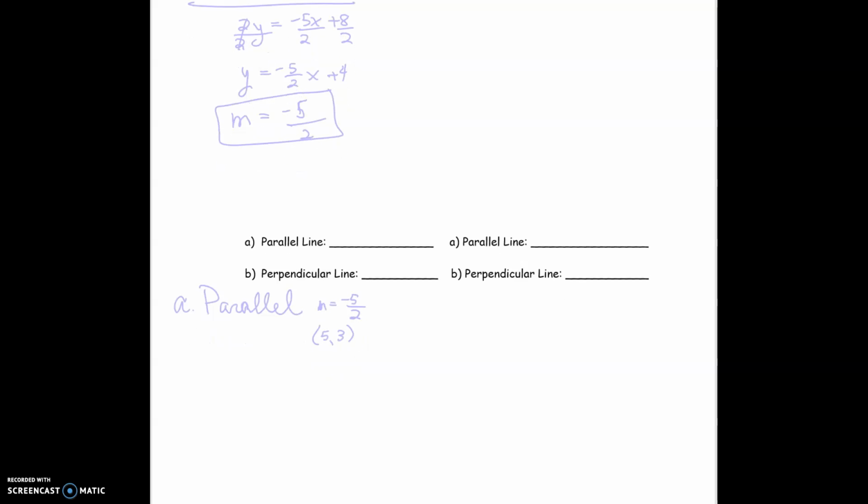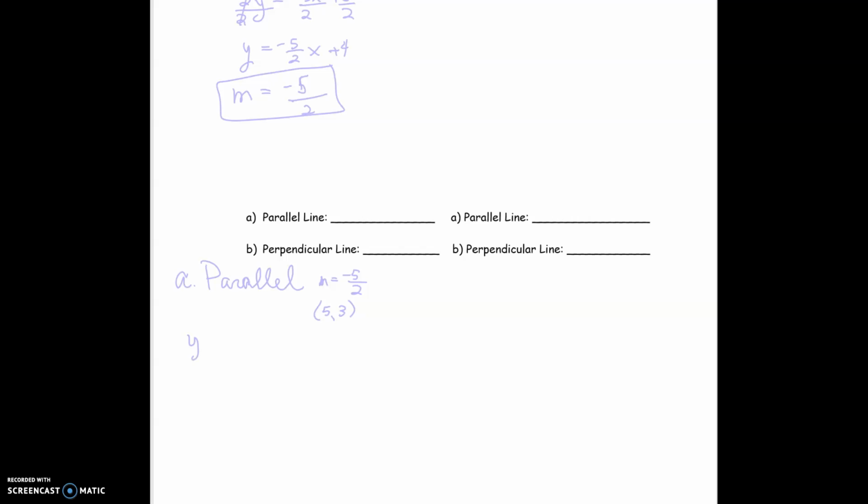All right, so now I'm going to find the equation. Remember, y minus y equals m times x minus x. I have my slope, so that's my m, and this is my x and y. So y minus 3 equals negative 5/3 x minus 5. Now, I have to have y by itself, so I'm going to first distribute the 5/3.